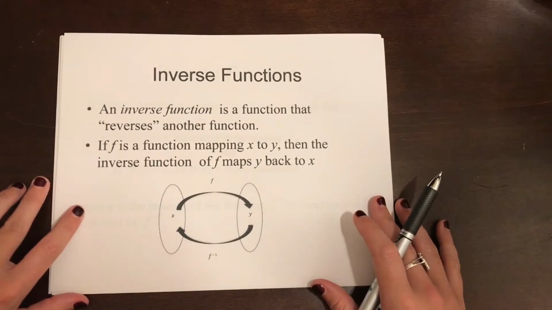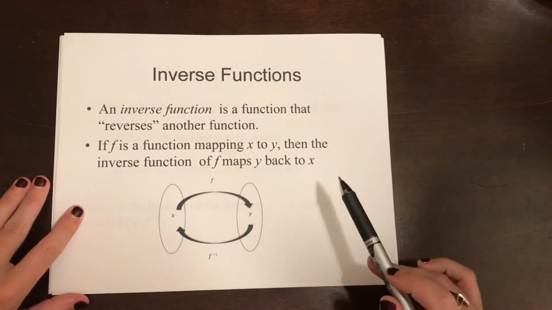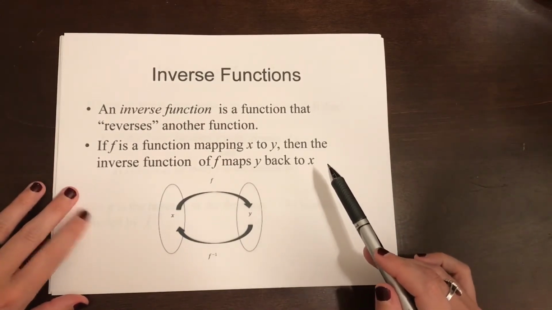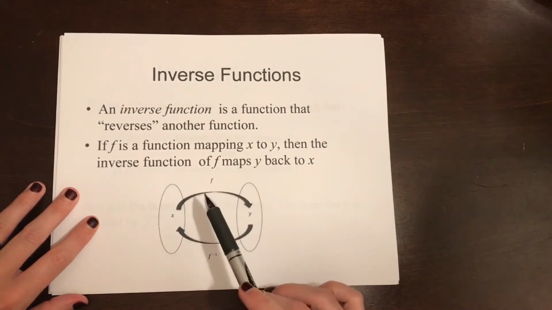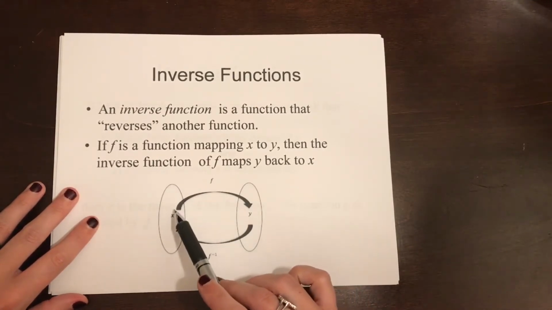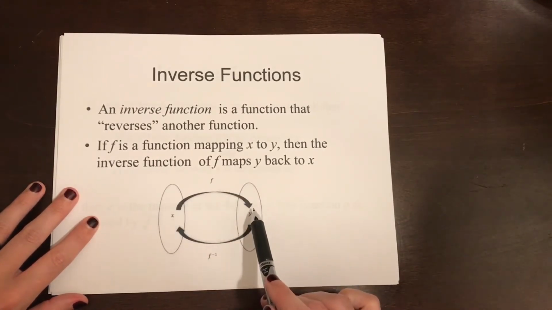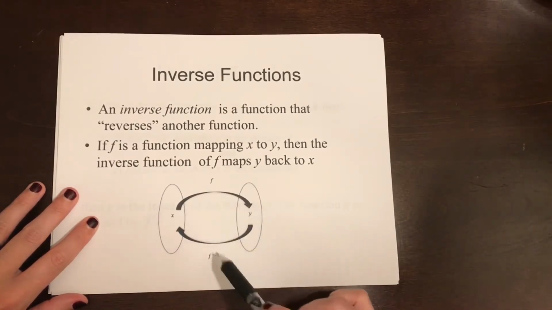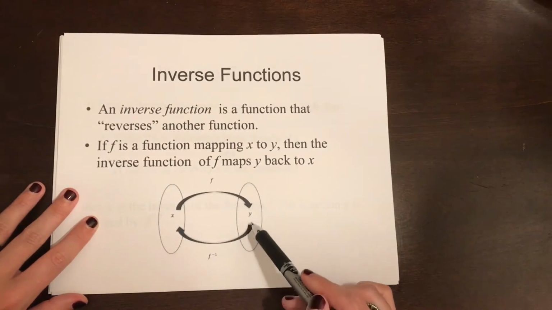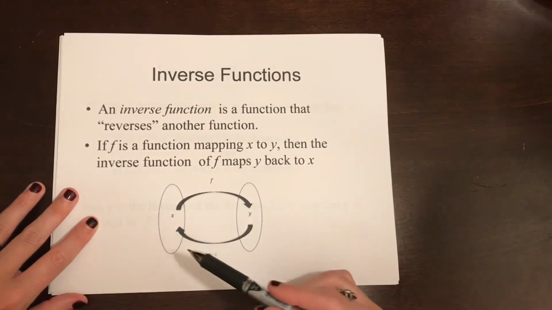So an inverse function is a function that reverses another function. So if we have our function f, and f is mapping x to y, then that means the inverse function of f, which we call f inverse, would be mapping y back to x.